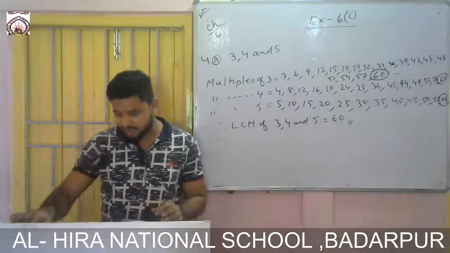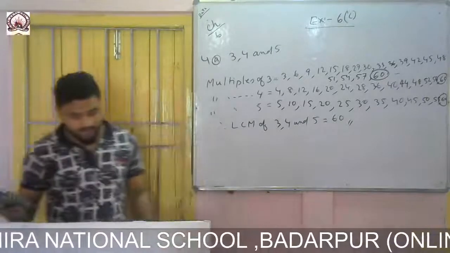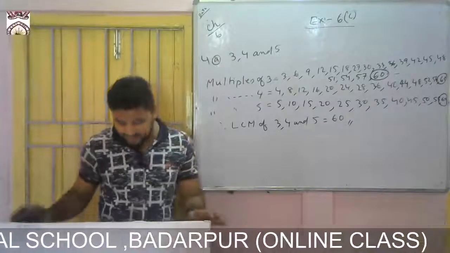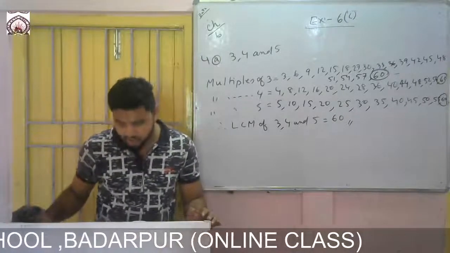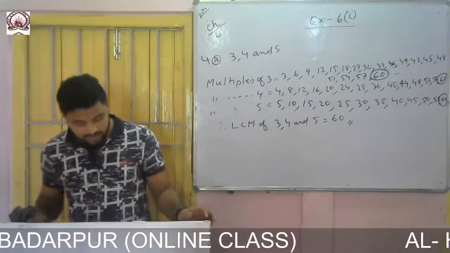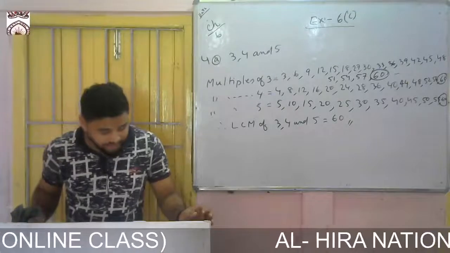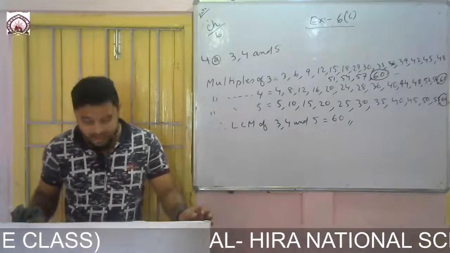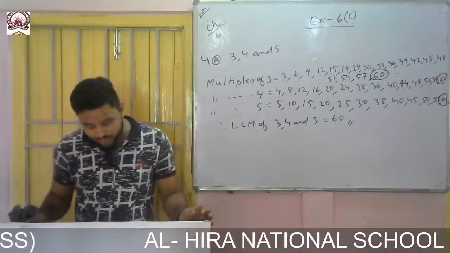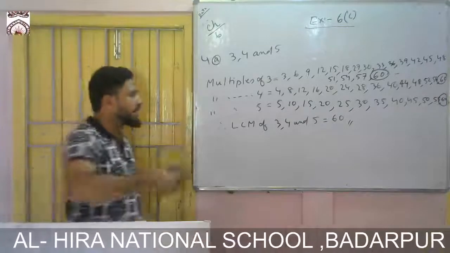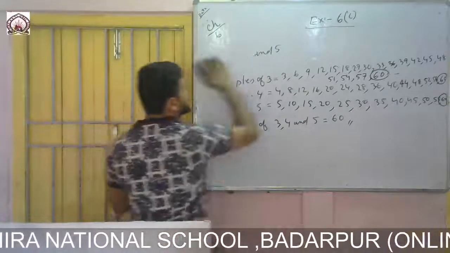Now I shall start exercise 6D. In exercise 6D, find the LCM of the numbers. In the question it is not mentioned that I should use multiplication tables or inspection, so this type of LCM I can find with the help of prime factorization. So let's start exercise 6D.